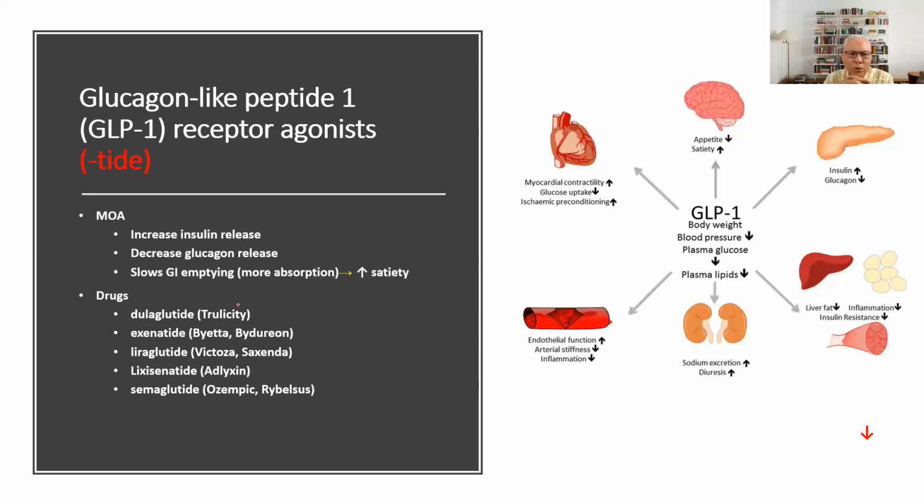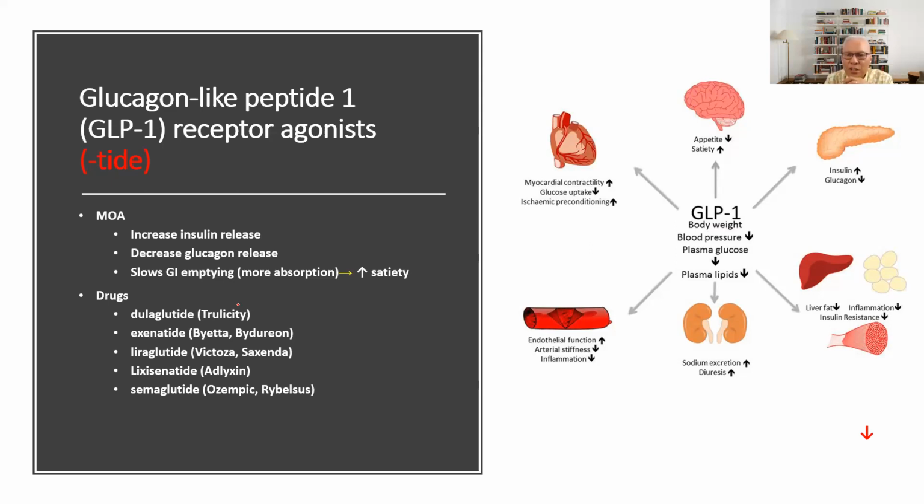Now, what's the mode of action or mechanism of action of this drug? Well, this agent stimulates insulin secretion, and it inhibits glucagon secretion, which prevents more glucose from going into the bloodstream, and therefore it lowers blood sugar levels.